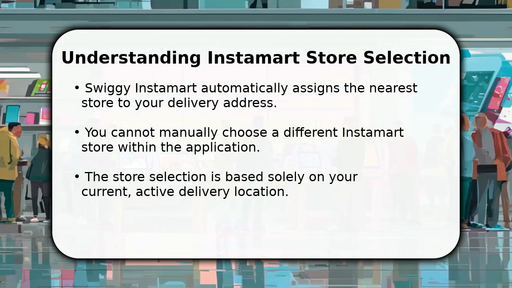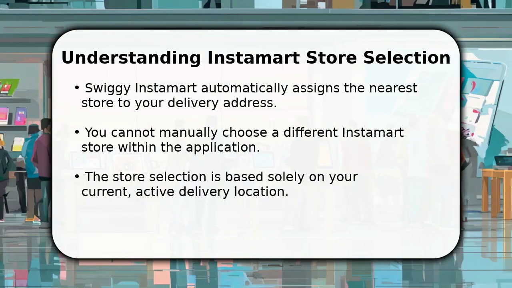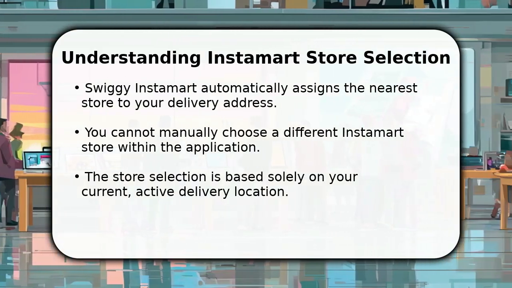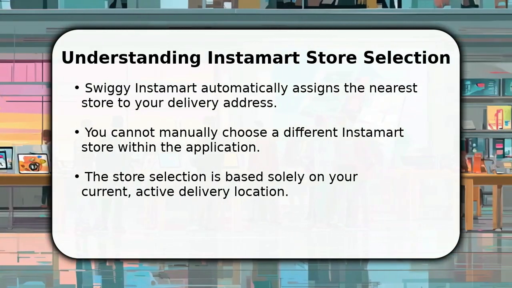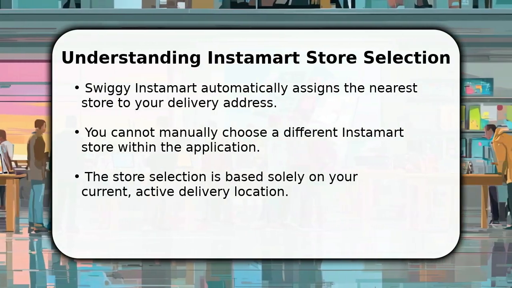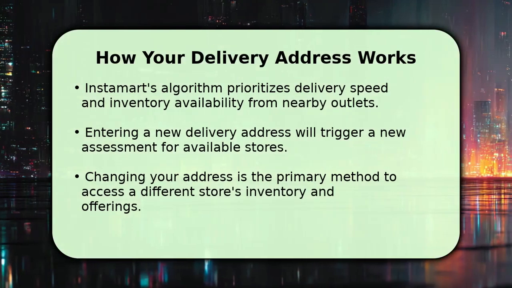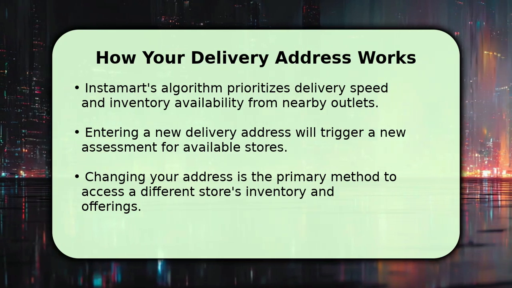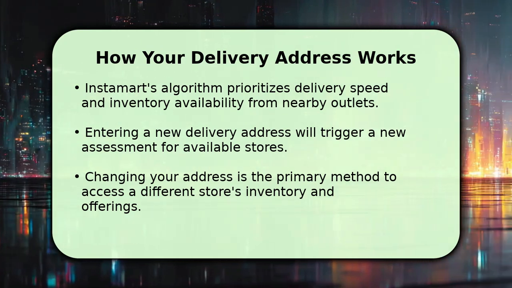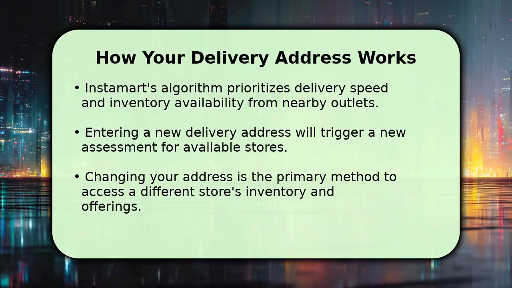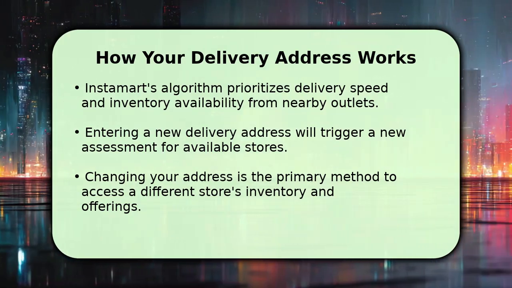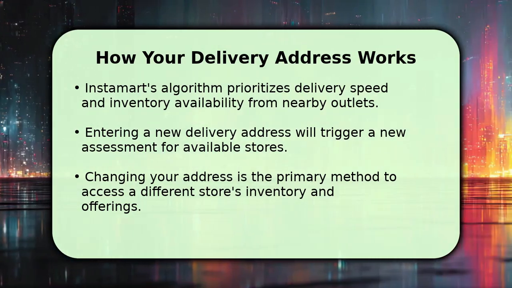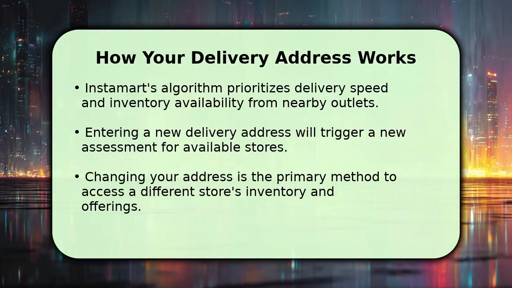The system is designed for speed, prioritizing the Instamart outlet that can deliver to you most efficiently, ensuring your groceries arrive quickly and fresh. Your delivery address is the single most crucial factor in determining which Instamart store serves you. The application's smart system evaluates your location, then identifies the Instamart outlet best positioned to fulfill your order promptly.